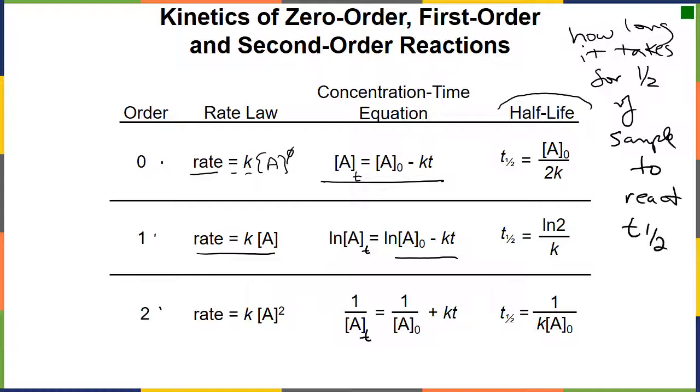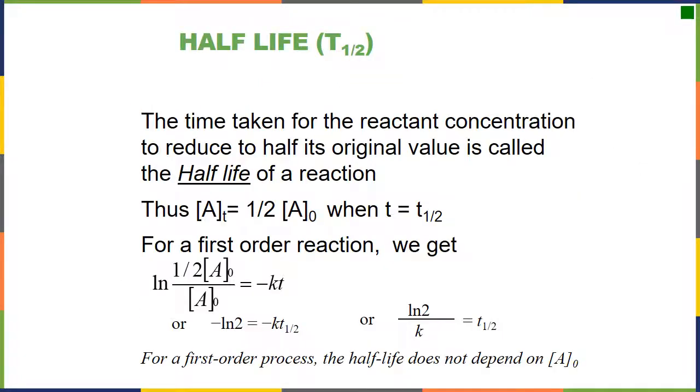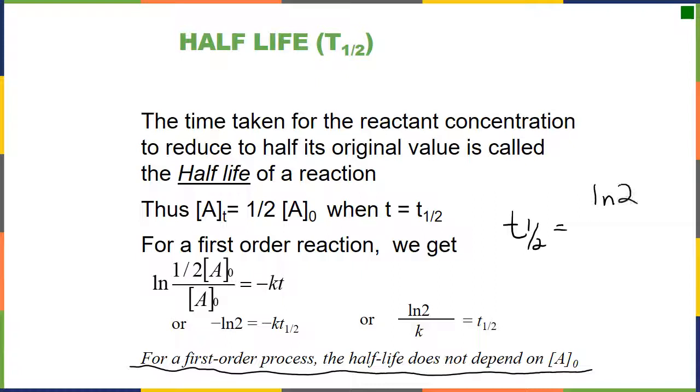The really interesting thing is that in first order, our half-life does not depend on the concentration. Notice here in second order, our half-life depends on what we have. Same here on this one. Here, there's no concentration. When you have first order kinetics, it doesn't matter how much you have, it takes the same amount of time for half of it to react. You can plug this in and show yourself that for a first order process, the half-life does not depend on A naught, but here are our equations. t to the 1/2 is equal to the natural log of 2 over k, or k is equal to the natural log of 2 over t to the 1/2.